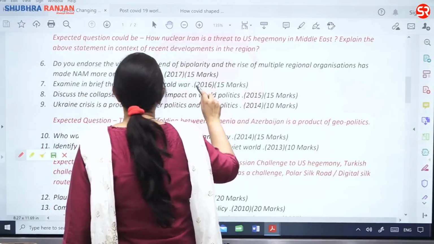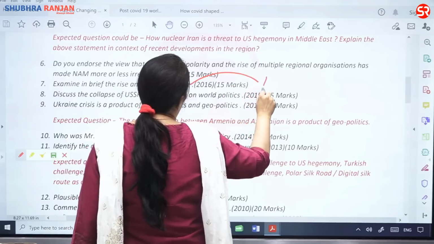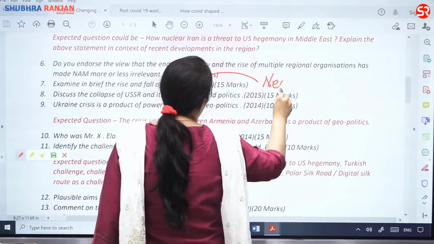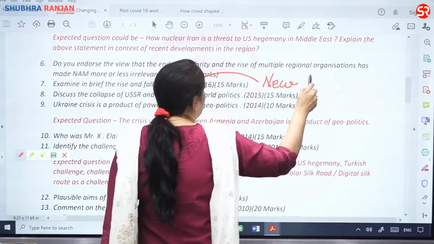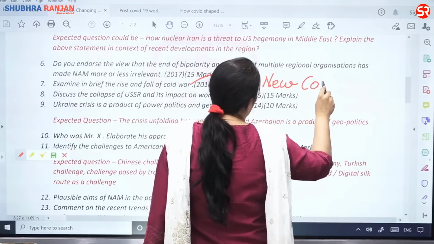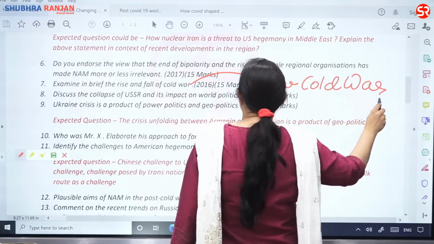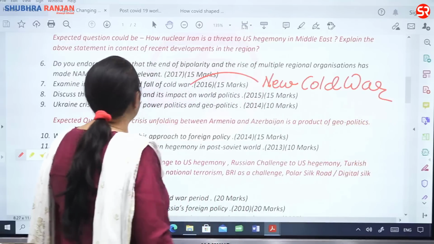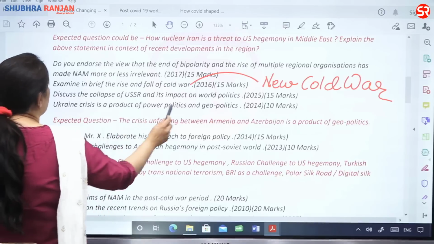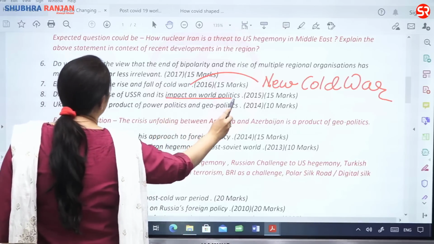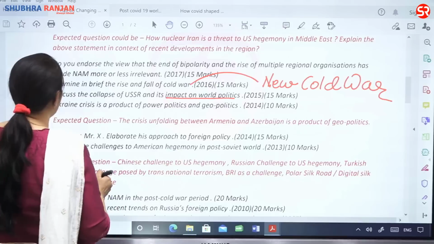and we will see whether the current state of US-Russia relations and US-China relations can be considered as a new Cold War. Discuss the collapse of USSR and its impact on world politics. This is a general question.